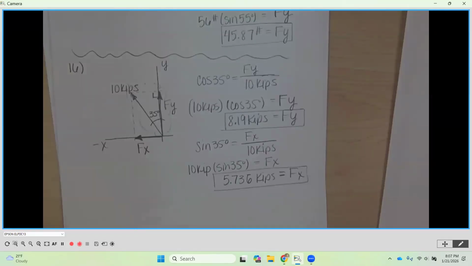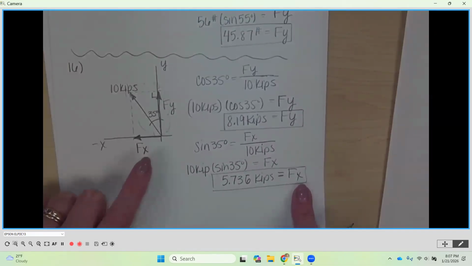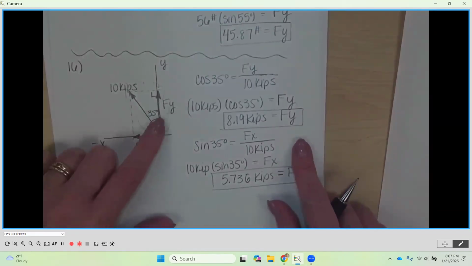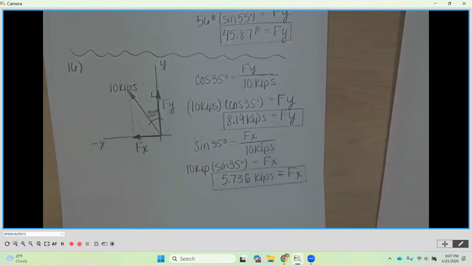All right, questions? Again, if you calculate and identify an Fx, you should see an Fx over here on your diagram labeled. Fy, Fy. Make sure every one of your vectors has an arrowhead and that you have units for each one of your values as well. In this case, kips, yes.